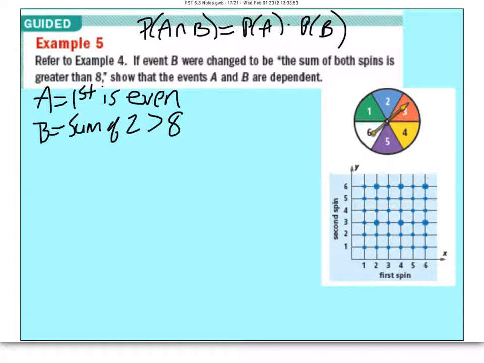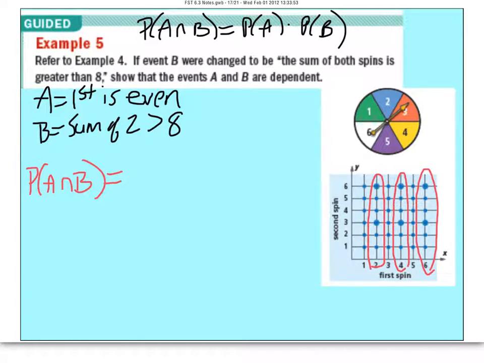Now we do have our sample space again here of the 6 and 6, or all 36 outcomes. So first one is the probability of A and B both happening at the same time. To do this, you have to count if both happen. So again, the first spin is even. We know it's going to be these right here, the 2s, the 4s, or the 6s. But then at the same time, you have to look at just the ones where the first spin is even, but at the same time, the sum of the two is greater than 8.